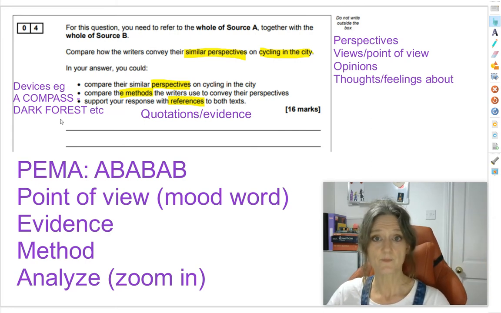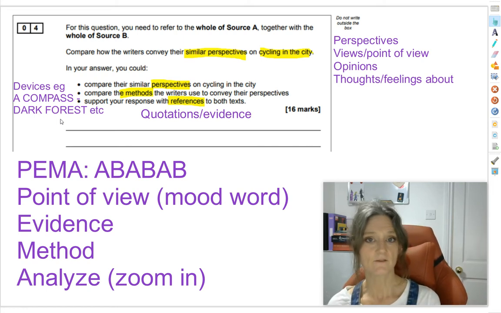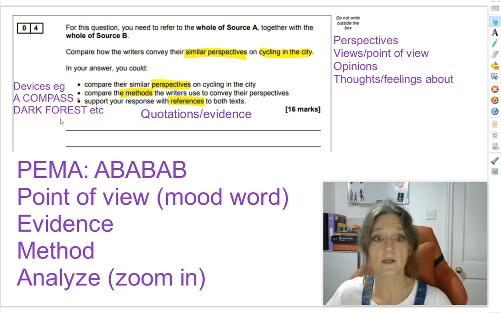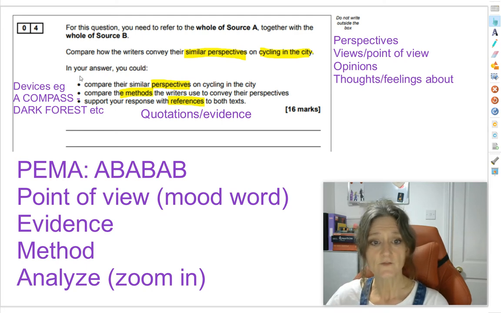The method might be really powerful verbs, or the method might be a stacking up of a certain kind of nouns. The method might be a semantic field where you get lots of words from a similar field of knowledge. You might get semantic fields being used in a particular piece of writing, and you can pick out all the words and analyze those together for their cumulative effect. So these first two are our real driving focuses for this question, the perspectives and the methods.